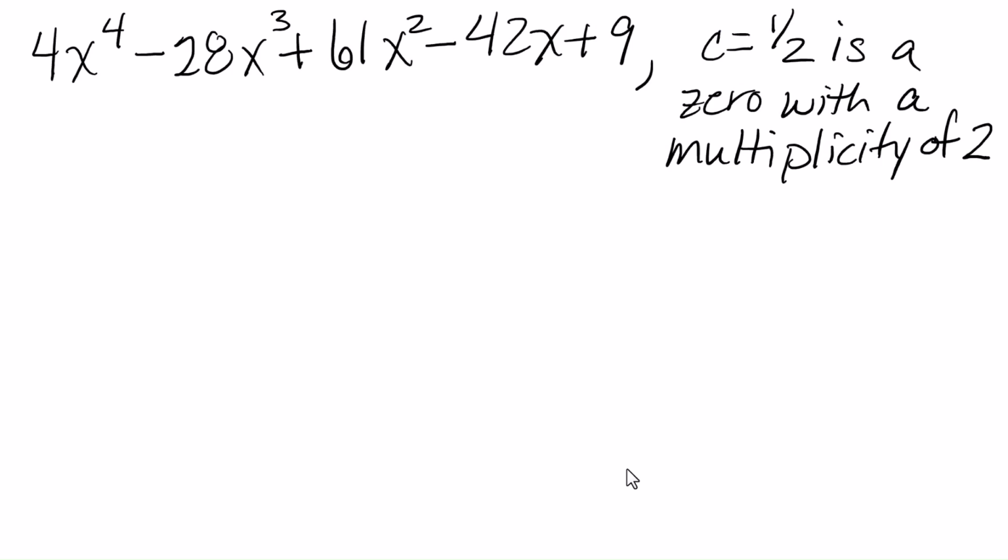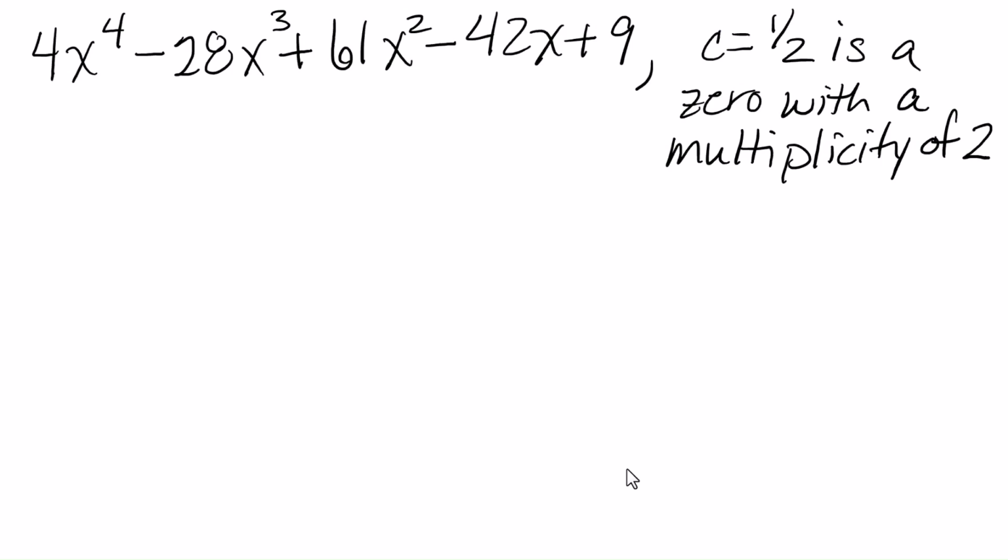4x to the fourth minus 28x cubed plus 61x squared minus 42x plus 9. The other information they're giving us, c equals 1/2, is a 0 with a multiplicity of 2. And what they want us to do here is to find the x-intercepts, or all of the zeros. So they're giving us one of them.